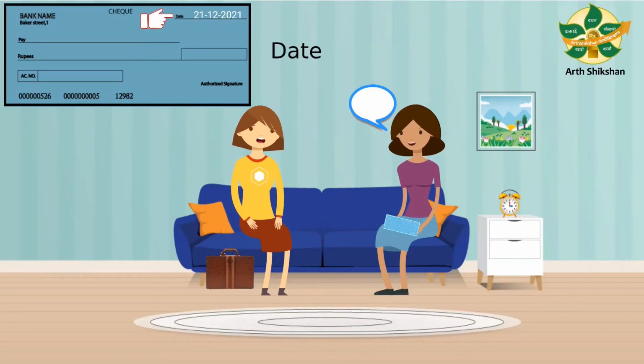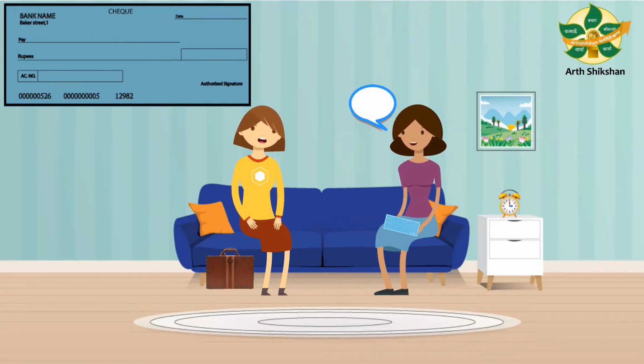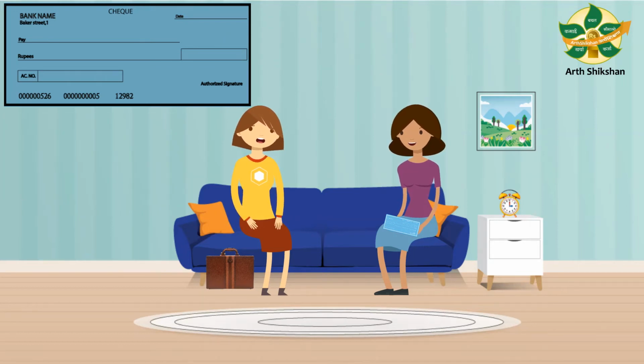On the top right side, mention the date to execute the transaction. On the first line, mention the name of the payee. You need to mention on the check in numbers as well as in words how much amount you are going to pay. Put your signature in the bottom right section of the check. Please note, your signature on the check should match with the signature you use while opening a bank account.